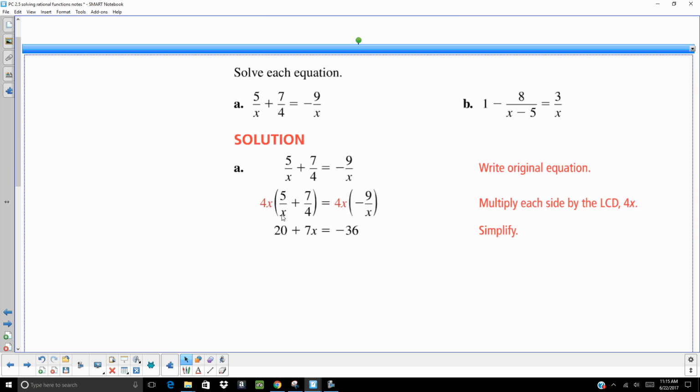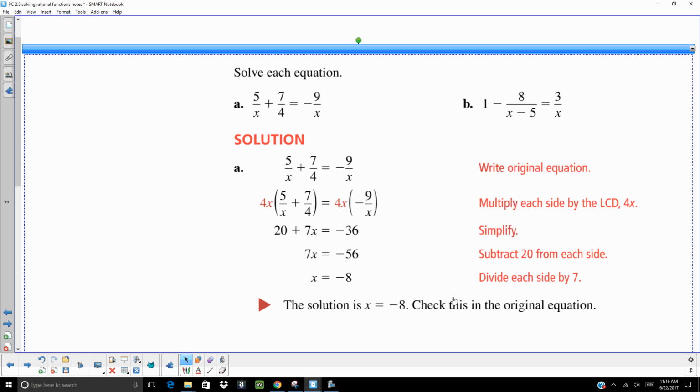And what happens is on that first term, your x's cancel out, and you get 4 times 5. That's where that 20 comes from. Here, my 4's cancel out. I'm going to get x times 7, which is where the 7x comes from. Here, my x's cancel out. I get 4 times -9, which is -36. 7x equals -56. x is -8. Check your answer quickly, and it does work out.